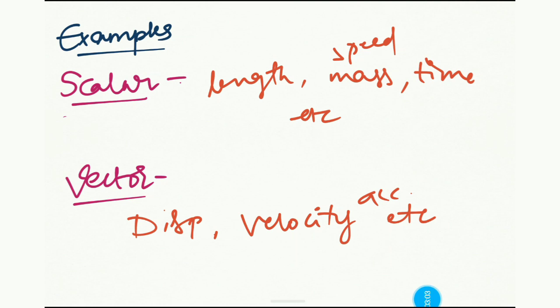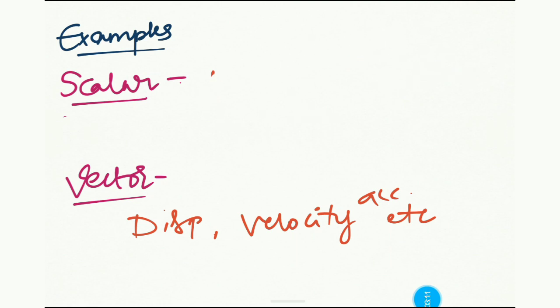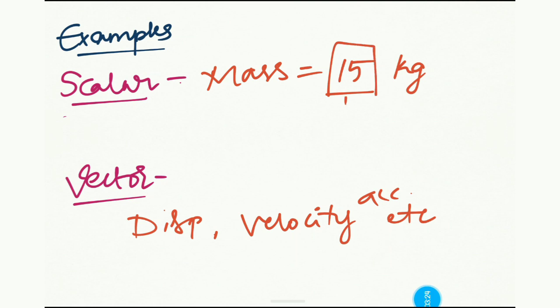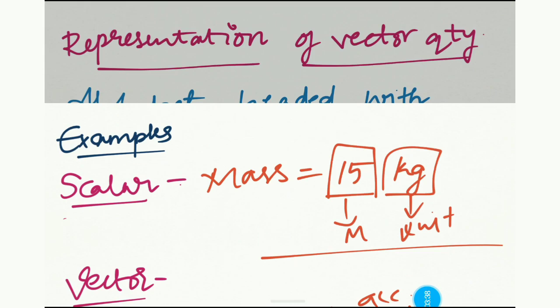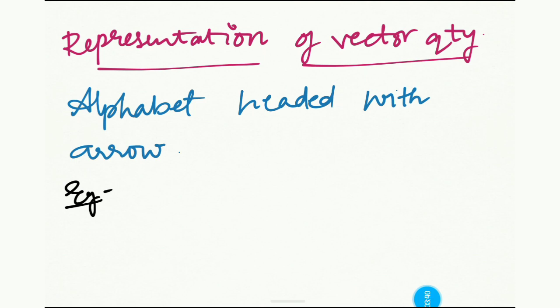Now how do we represent these physical quantities? That is the question. First I'll show the representation of a scalar physical quantity. Scalar representation is very simple. If you are given a mass of 15 kilograms, you simply write 15 kg. This is the magnitude and this is the unit, that's it. Magnitude followed by its unit is a scalar. Very simple notation.